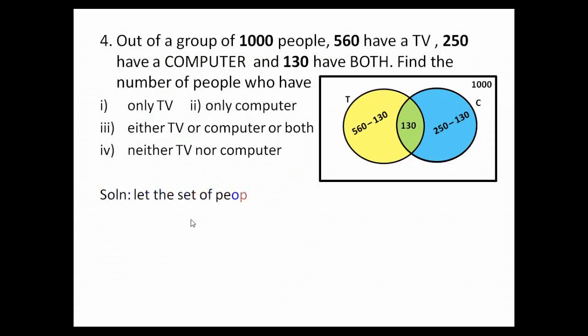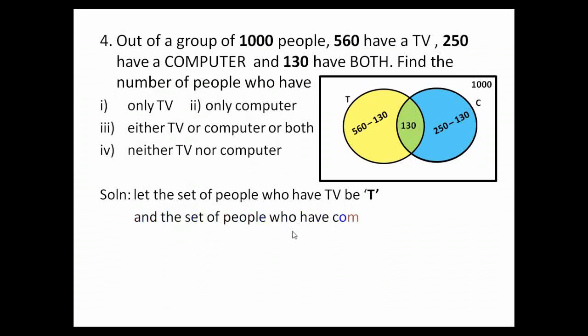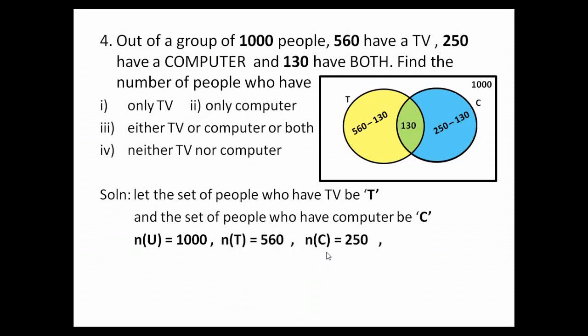Now only TV means, let's first write: let the set of people who have TV be T, and let the people who have computers be C. Now we can say NU, the universal set, be 1000, NT, the number of people who have televisions, be 560, NC, the number of people who have computers, be 250, and N(T intersection C), which means the intersection part, the people who have both, be 130.